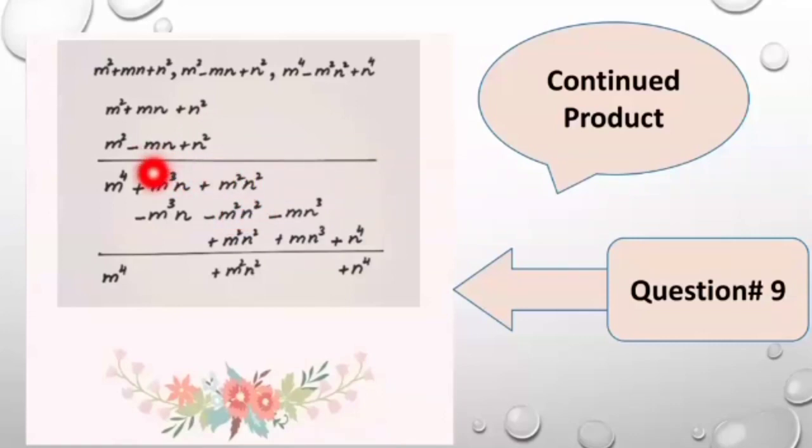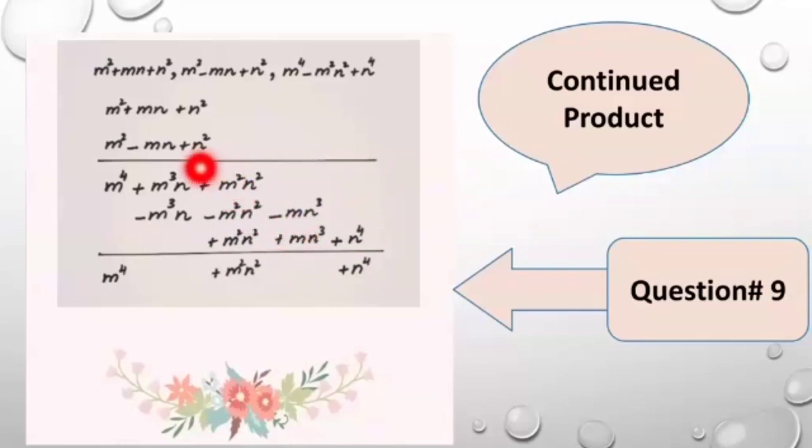Now multiply minus mn with m square. Minus mn multiplied by m square will be equal to minus m cube n. As this is the like term, we will write under this like term. Now multiply minus mn with mn. The product will be minus m square n square. Again, this is the like term, so we will write it here. Now multiply minus mn by n square. The product will be minus mn cube. As there is no like term of this term, we will write it at the side.